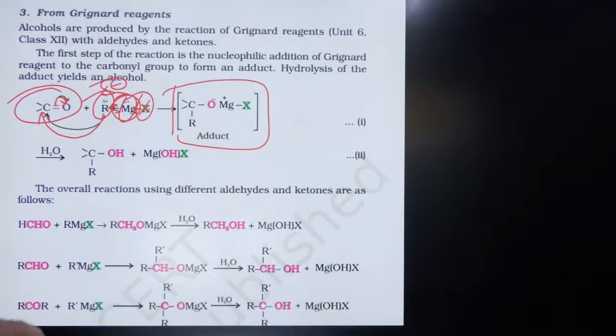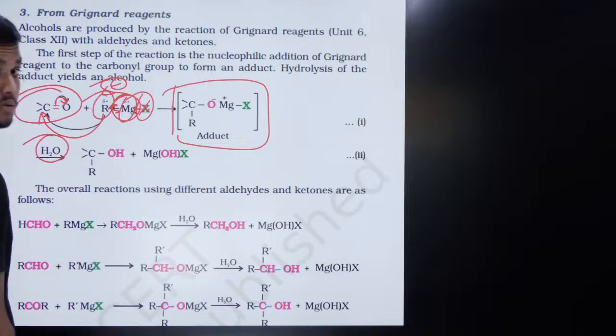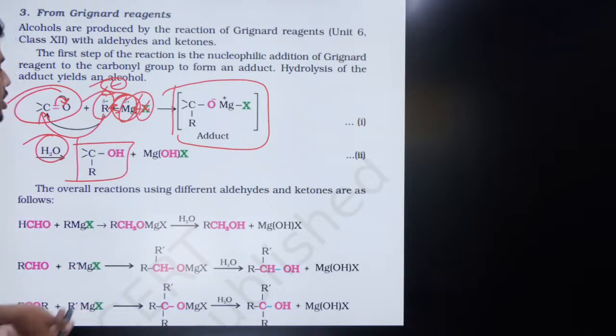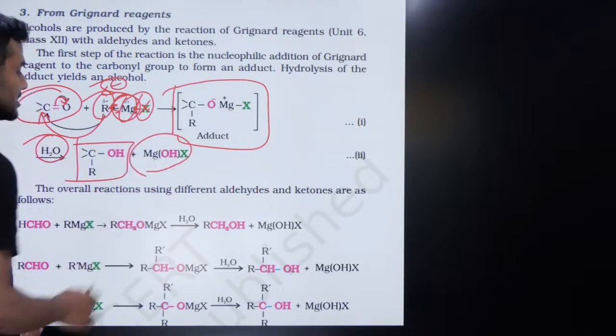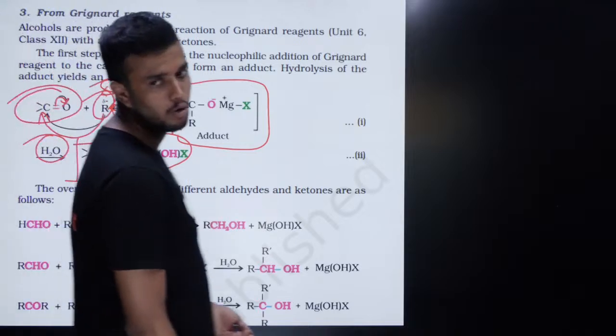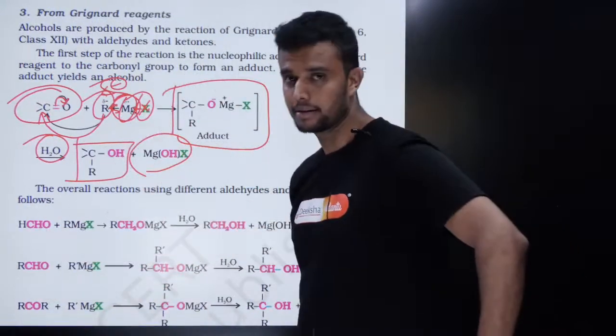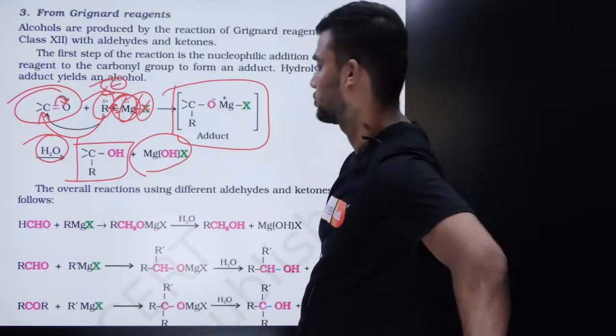And after that, protonation or reacting with water. Water is nothing but hydrolysis. After hydrolysis, you get the alcohol molecule and MgOH. It is also a metal hydroxide, MgOH. You obtain metal hydroxide. Okay.